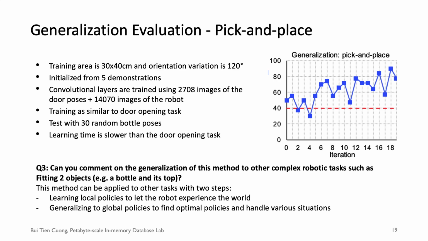Question 3. Can you comment on the generalization of this method to other complex robotic tasks, such as fitting objects, like a bottle and its top, I guess its lid? This method can be applied to other tasks with two steps: learning a local policy to let the robot experience the world, and then generalizing to a global policy to find the optimal policy and handle various situations.